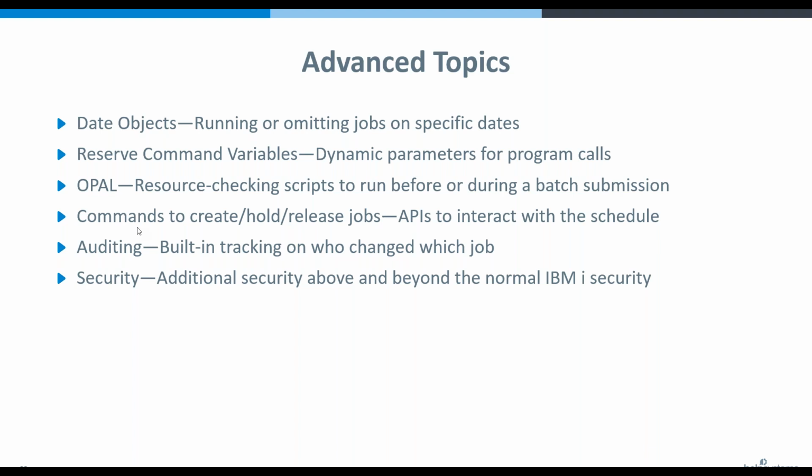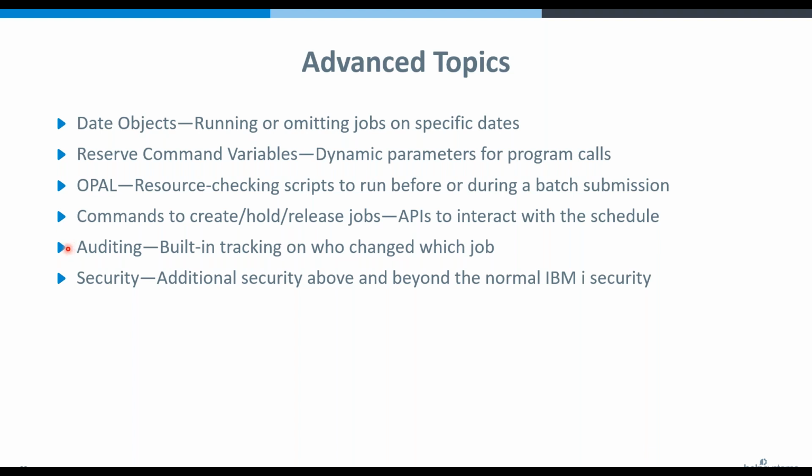Opal allows you to check what's happening on your system. Is a subsystem active? Is a job active? And that qualifies whether or not your job gets submitted. You could say, for instance, in your Opal, okay, if this subsystem isn't ended, then I want to wait 5 minutes before I run my robot job. Or if there's another job active, I want to wait. That's called Opal. It's a way to qualify. It's a scripting language. There's also built-in commands for doing things like holding and releasing jobs, and there's other commands to do similar things like switching calendars. So take a look at those commands in Robot.